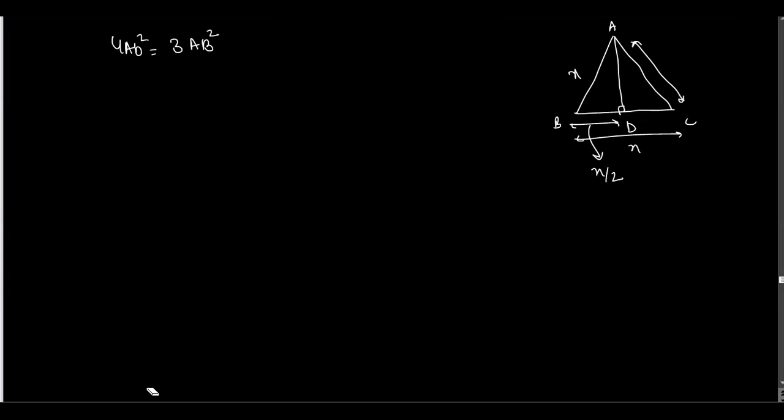It is being given that ABC is an equilateral triangle, meaning all sides are equal, and AD is actually perpendicular and median also.